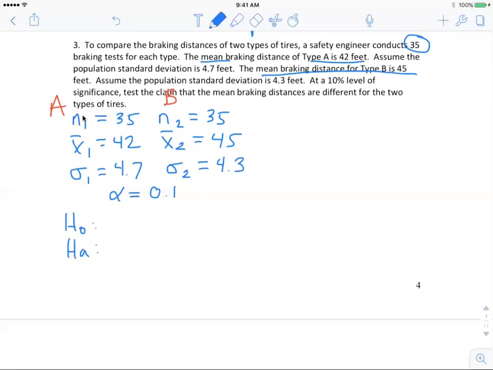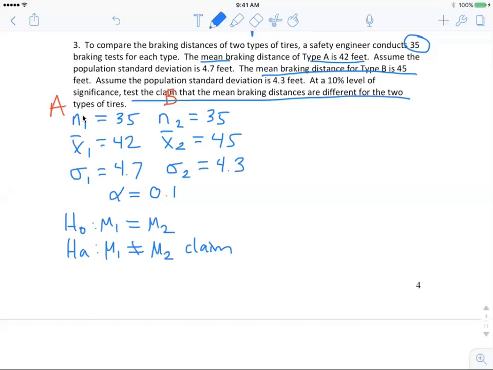I've got to search for the claim here, right? It says test the claim that the mean braking distances are different for the two types of tires. So different would just be not equal to, so that would be an H sub a. Now here's how it's going to look. I'm going to do mu sub 1 not equal to mu sub 2. That's the claim. Notice I'm using mu because I'm making a claim about the population statistics. So I'm saying that the means are not the same based on this sampling. And then the H sub 0, we know would just be equal.